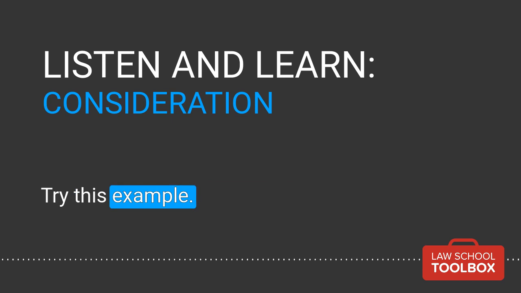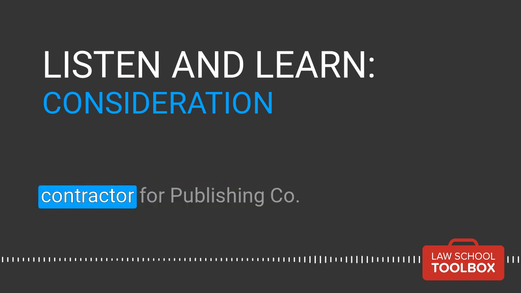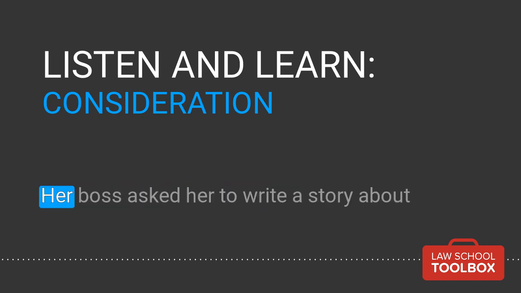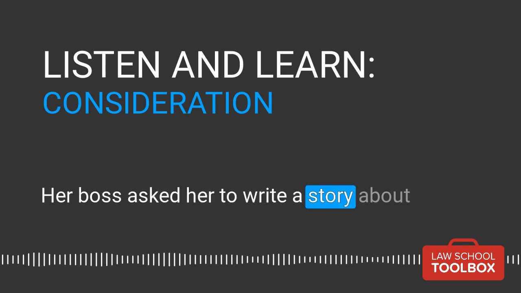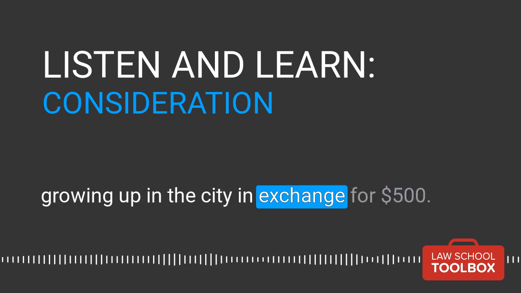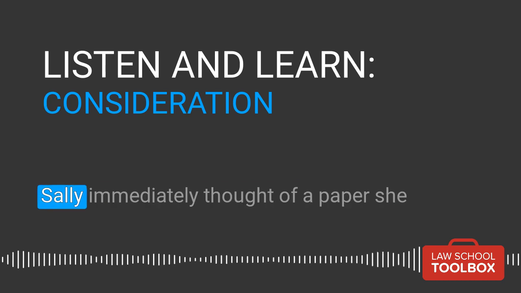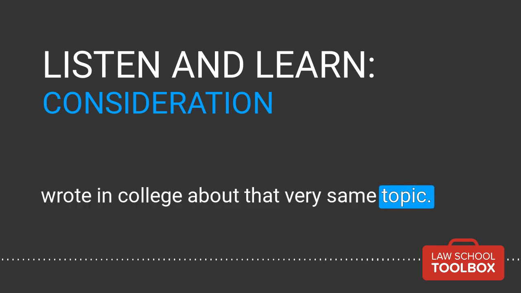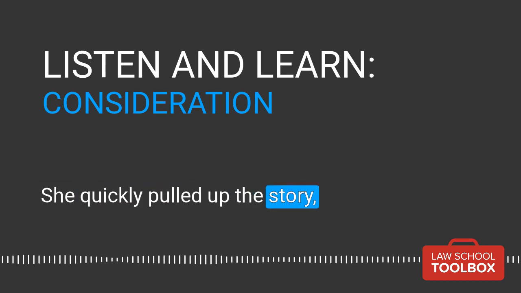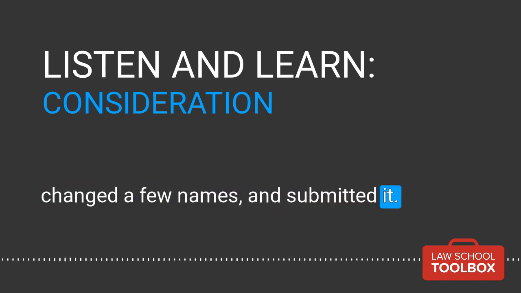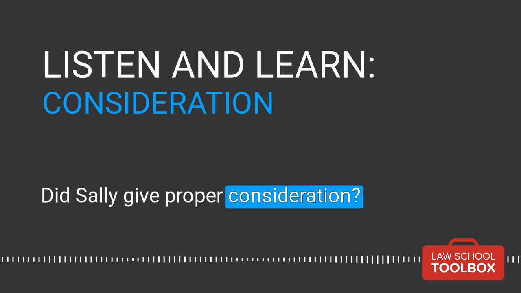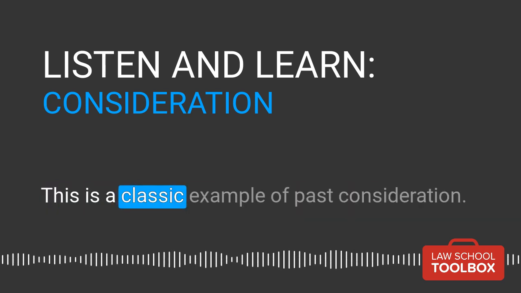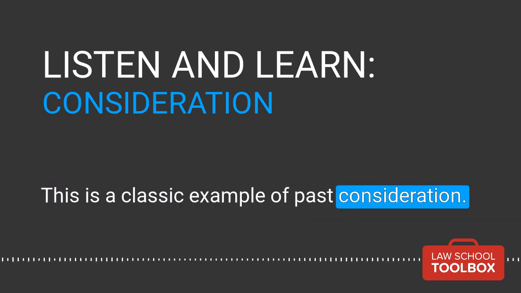Try this example. Sally is an independent contractor for Publishing Co. Her boss asked her to write a story about growing up in the city in exchange for $500. Sally immediately thought of a paper she wrote in college about that very same topic. She quickly pulled up the story, changed a few names, and submitted it. Did Sally give proper consideration? This is a classic example of past consideration.